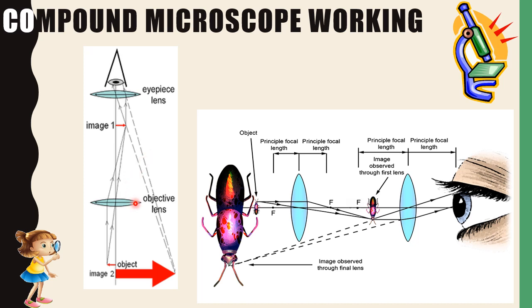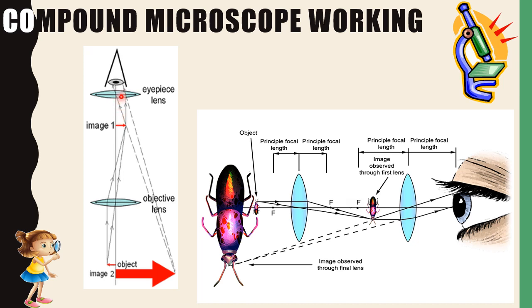Children, here we will study the working of a compound microscope using ray diagrams in detail. See on this picture, we have the object, a small arrow shown here. This object is placed beyond the focal length of the objective lens, and the ray diagram shows that it forms a magnified, inverted image, and that image is formed within the focus of the eyepiece.